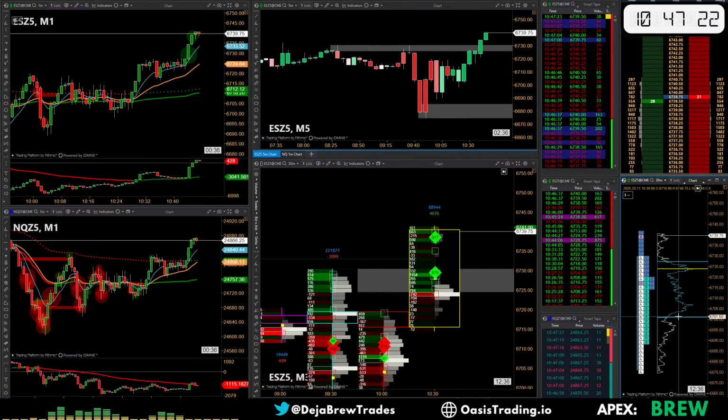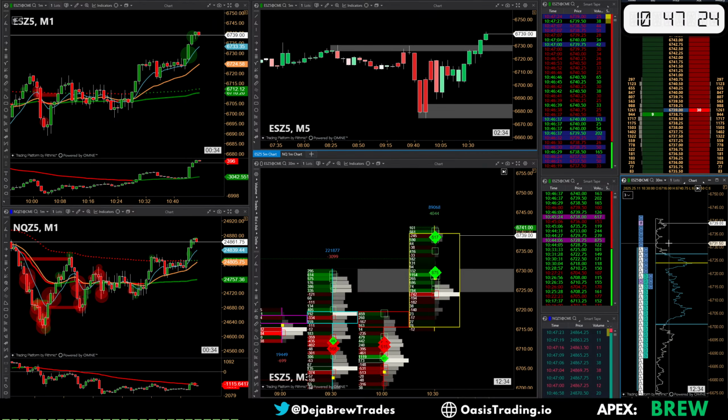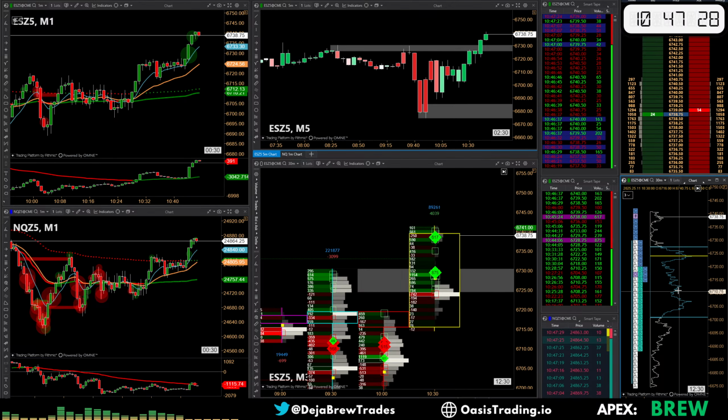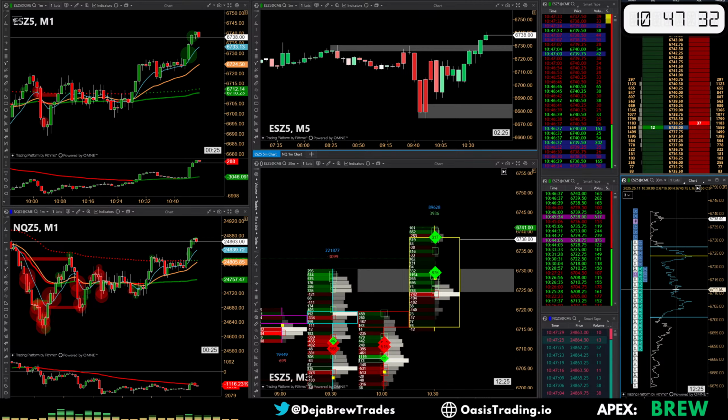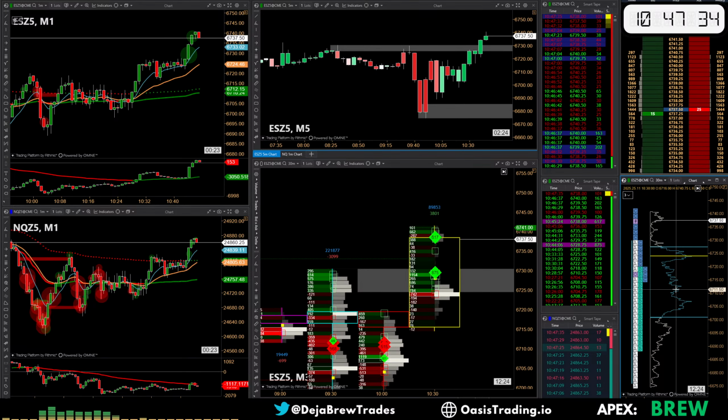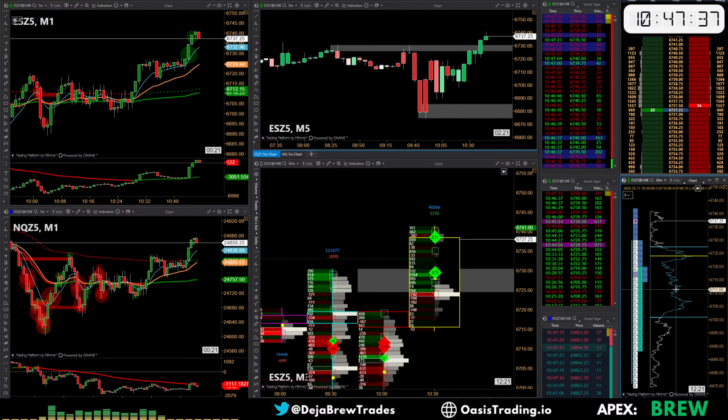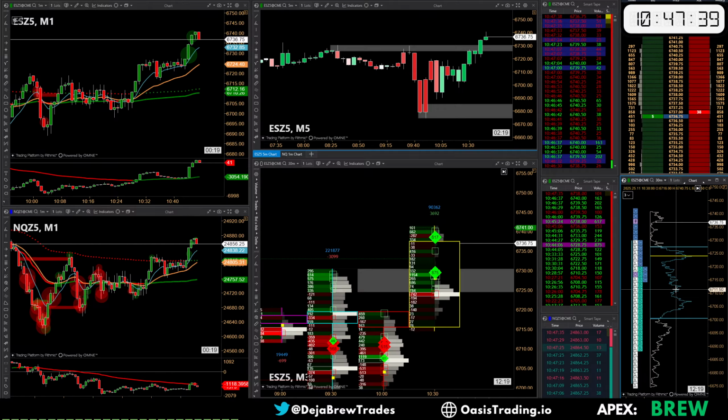Now they are picking a bit of a weird time to push. They might create single prints back to 31. Pretty much every single day in the last 10 days has created single prints, and most of them have left them open as well. Or at least left one portion of them open.